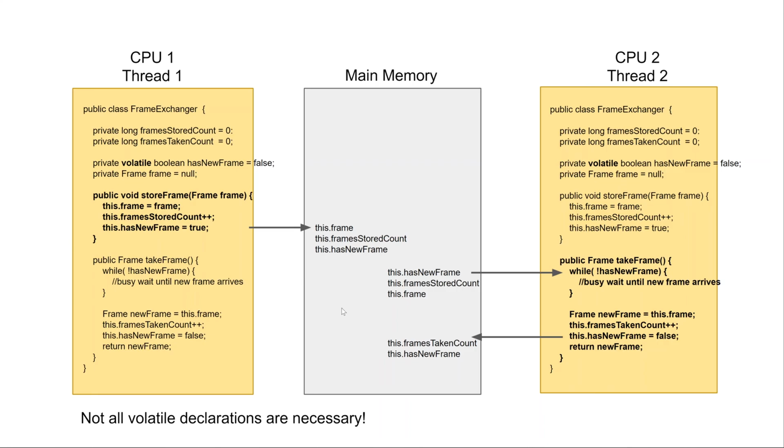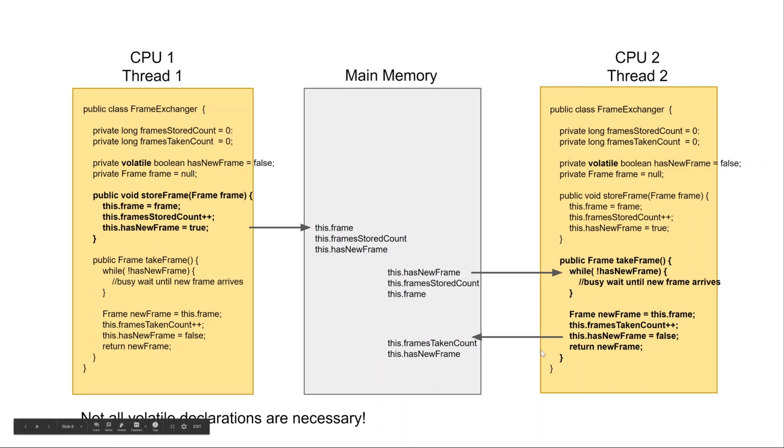The Java volatile visibility guarantee also says that at the time you read a volatile variable, the values of all variables visible to the thread reading the volatile variable will also get refreshed from main memory. So if you look at takeFrame over here, as you can see, we are reading hasNewFrame inside of a while loop. And because of that, for each loop in here, we are reading hasNewFrame from main memory, and at that time we also refresh frameStoredCount and also frame.